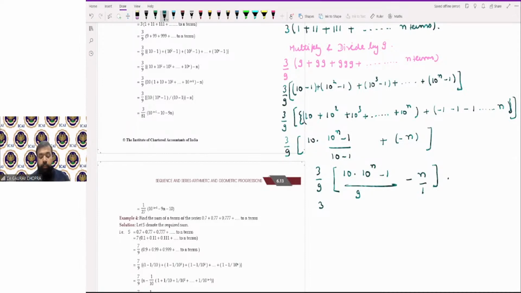तो चलिए further simplify कर लेते हैं. 3 upon 81 then 10 to the power of, यहाँ पे 10 का पावर 1 है and 10 का पावर n है. There are two powers, 10 का power 1 and 10 का power n. So it will become 10 to the power of n plus 1. Okay. Then you can write -10 minus 9n. Okay. ये आप लिख सकते हैं.